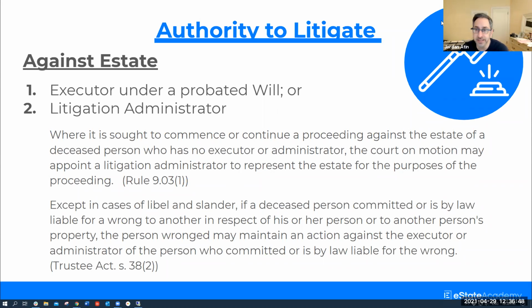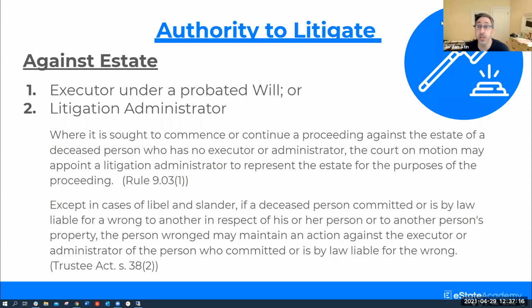Basically, the idea is that only an executor under a probated will has authority in court to represent the estate and to be bound by any decision of the court. And so that's why if you're suing, you want to sue an executor who's got probate. But what happens if you want to sue and there is no executor, or the executor has not received a certificate of appointment with respect to the estate?